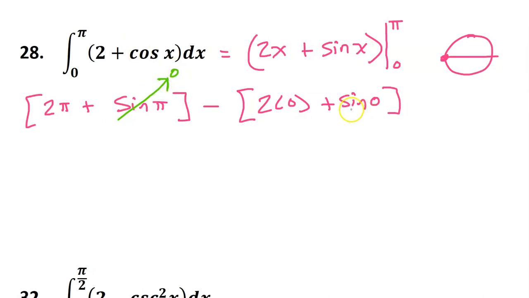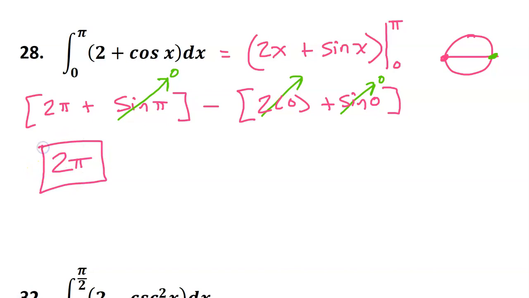While we're at it, let's talk about the sine of 0. Well, 0 is right here. The y value here is also 0. So the sine of 0 is 0. So both of these terms are gone. So that leaves us with 2 pi right here. Of course, 2 times 0 is 0. So this whole thing is gone. So really all I have left is 2 pi. So that's the final answer.